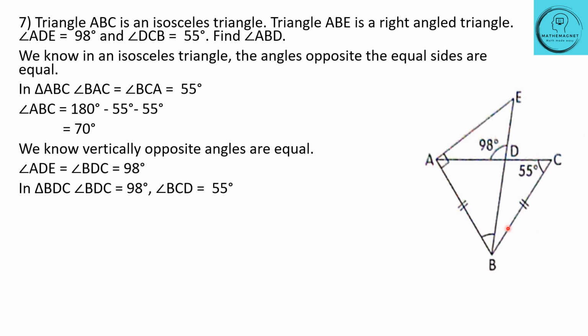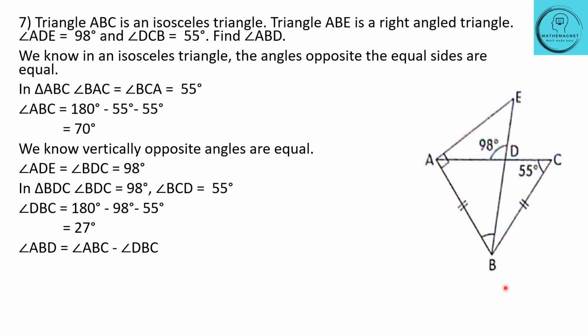We need to find this value. That can be found by using the property that the sum of all angles in a triangle is 180 degrees. So angle DBC can be found by subtracting 180 minus 98 minus 55, which is equal to 27 degrees. Now we found angle DBC, this portion, as 27 degrees. What have they asked us to find? They've asked us to find this angle. How do we find that?